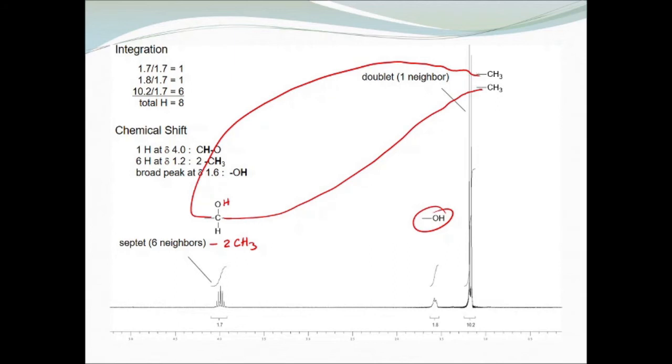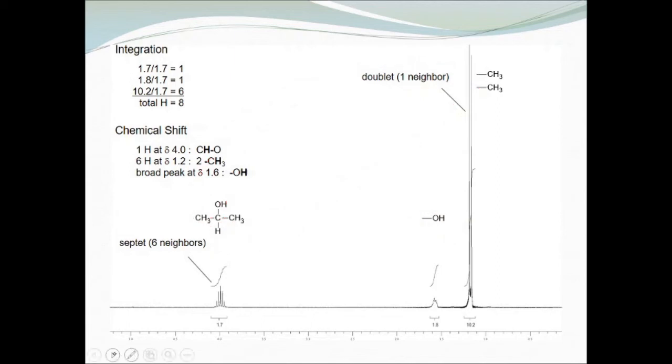And of course, we always want to double check. The doublet, meaning 1 neighbor, means these methyl groups are bonded to a CH. And so indeed, this is a CH. This carbon has only 1 hydrogen. And so that accounts for this being a doublet. And so we have this structure here.